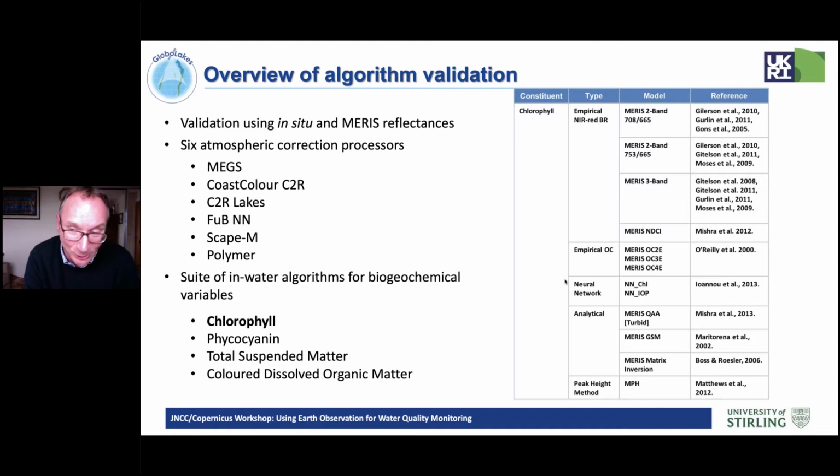biogeochemical variables, including chlorophyll, phycocyanin as a pigment for cyanobacteria, harmful algal blooms, but also total suspended matter and colored dissolved organic matter. And I'm just going to focus here, given the time, just on chlorophyll, and I've just listed here the published algorithms that we then used and tested against these optical water types, and they included empirical algorithms, neural network algorithms, and analytical algorithms, for example.